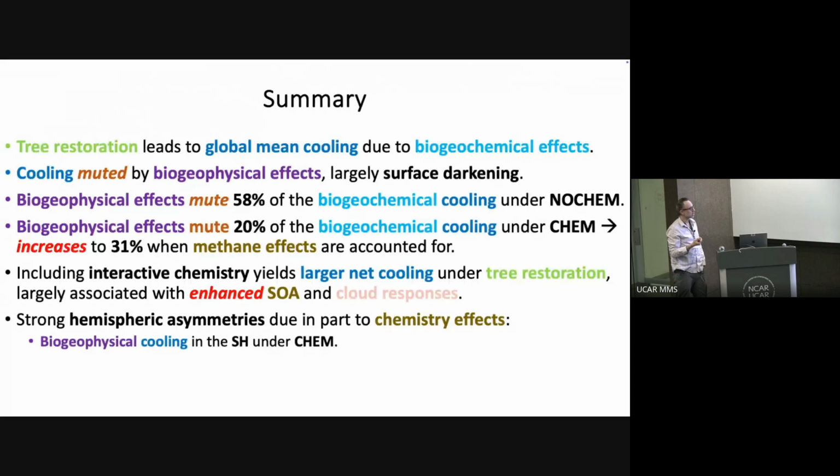But when you include interactive atmospheric chemistry, that muting effect is much weaker. Okay, it's 20%. And when you include the methane effects, it's 31%. The reason for the larger net biogeophysical cooling when you include interactive chemistry has to do with both enhanced secondary organic aerosol as well as a relatively large cloud response.